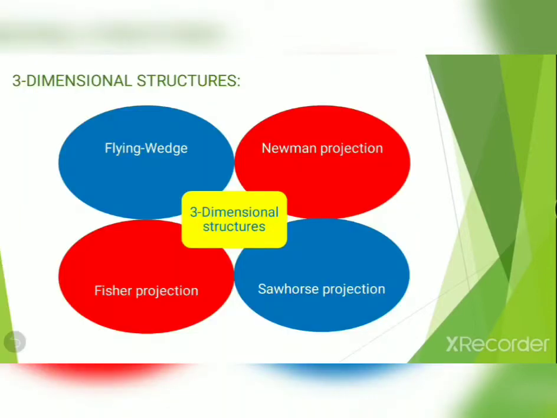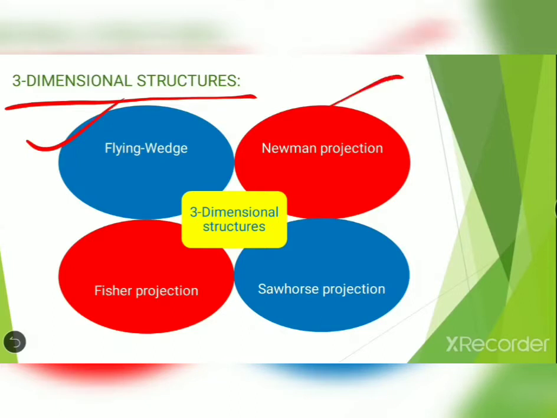Three-dimensional structure is represented by four methods, mainly flying wedge, Newman, Fischer, and Sawhorse projection. We will see each of the following in detail.